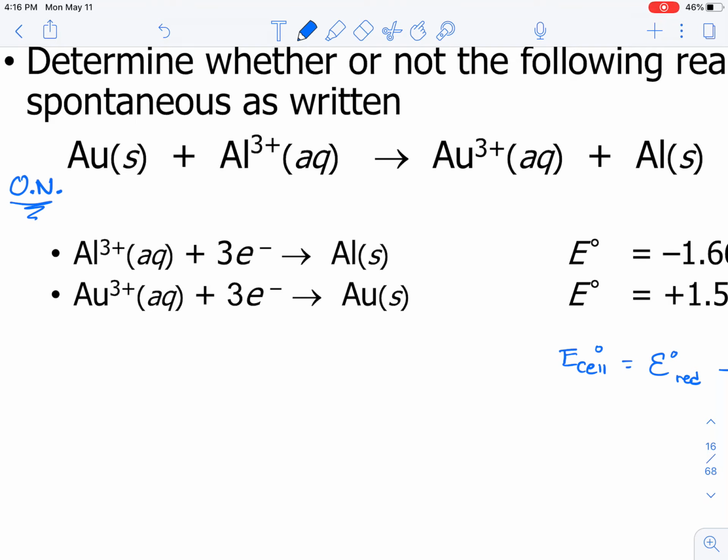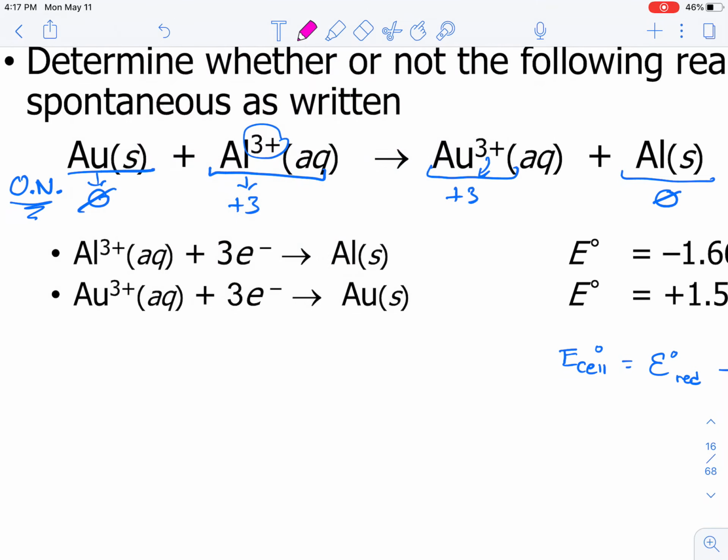All right, so we need to figure out the oxidation number for gold. Since this is solid in state, and there's nothing else attached to it, we can go ahead and say that its oxidation number is 0. It's a pure metal. Here the oxidation number for aluminum is going to be +3. It takes that of its charge. Gold is going to be +3. It takes that of its charge. And aluminum is going to be 0 as well.